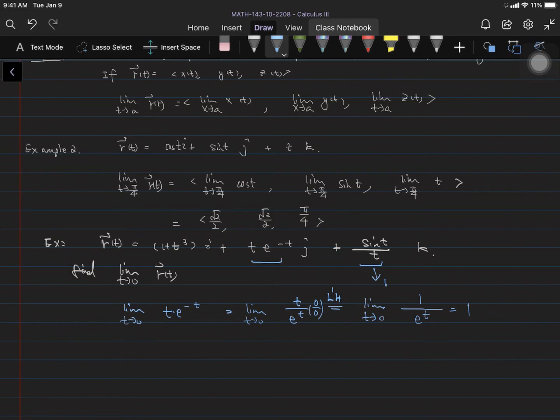The answer for this problem is r(t), which is just 1. Okay, the second component goes to 1. The last component also goes to 1. So here is the limit.